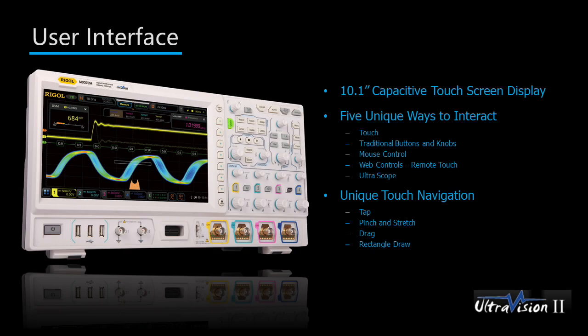The DS7000 series digital oscilloscope comes with 5 unique ways to interact with the instrument. These include a 10.1-inch capacitive touchscreen display, traditional buttons and knobs, mouse control, web interface, and UltraScope. This allows engineers to choose what method they prefer to interact with the instrument.